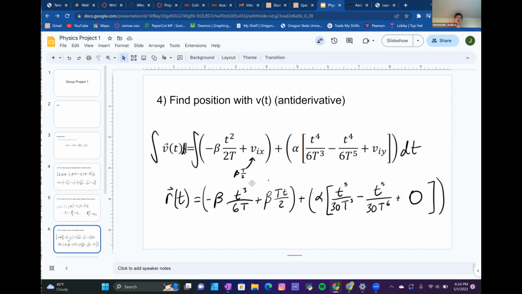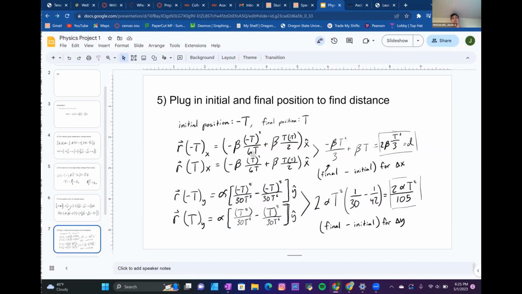So now that we find that velocity initial value for the x axis, we can plug that in to our velocity so we can get a neat kind of integral here where we can take it with respect to time again. And notice that our velocity initial y is 0 again because it was 0 at the bottom. And then we integrate and we get the equation for position. So we're going to then plug in the initial and final position to find the distance.